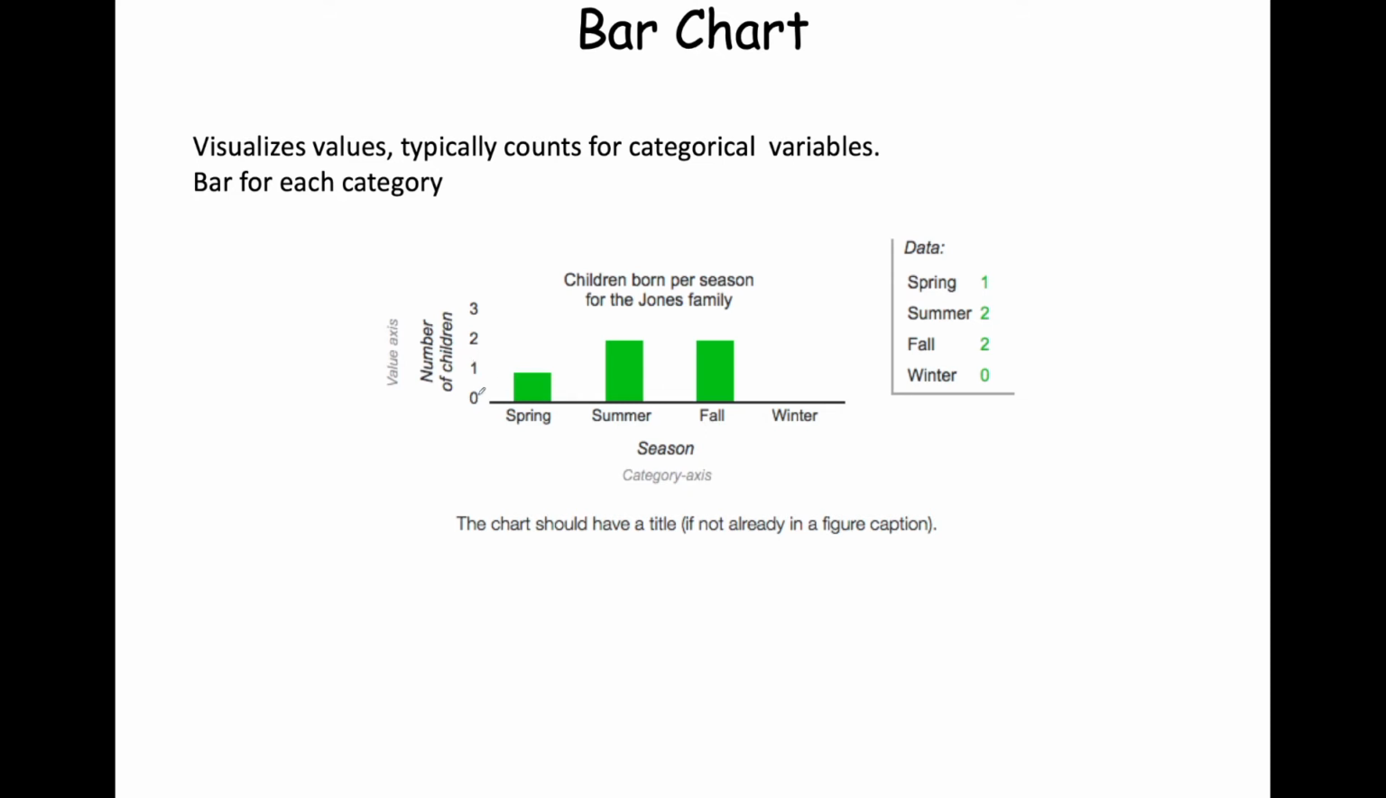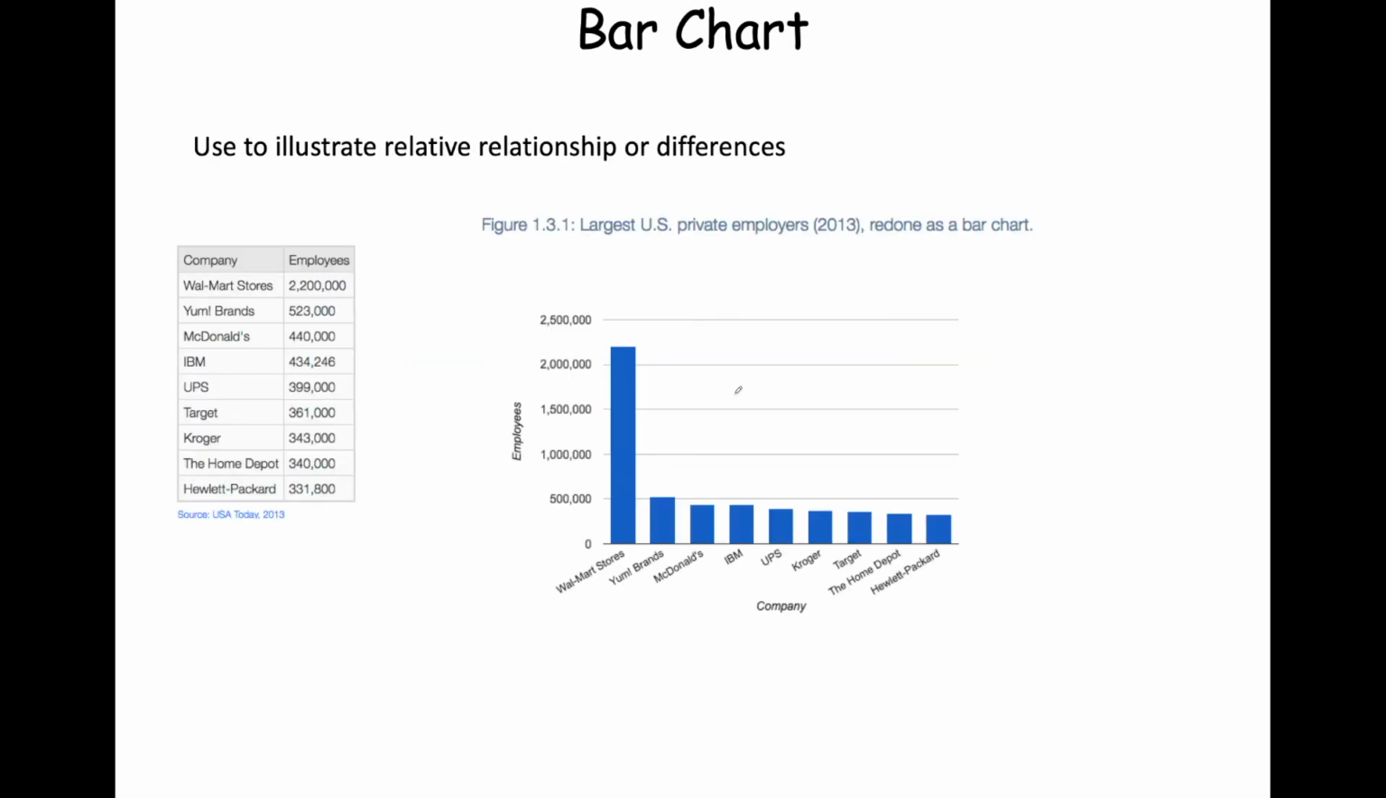And so the number of children: 0, 1, 2, or 3. If we look at the height of the bar relative to the vertical axis, that is the number of children. So we have 1 child, 2 children, 2 children, 0 children. And so this is a typical bar chart, and it is often used to visualize counts for categorical variables.